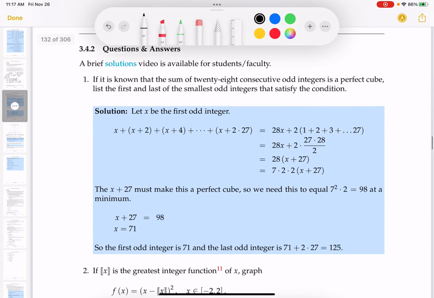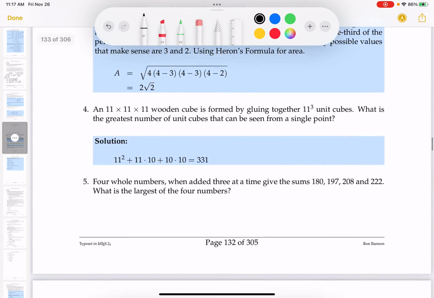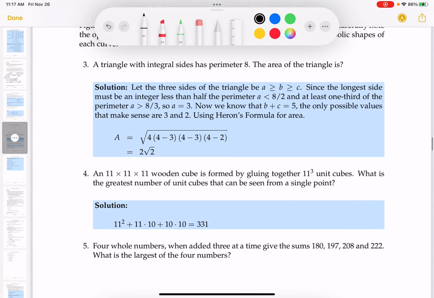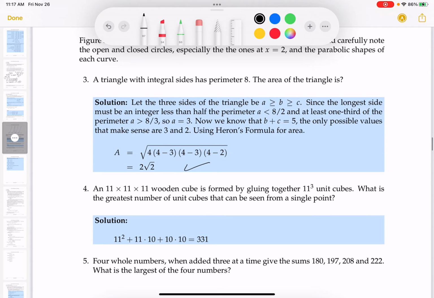All right, let's take a look at the K. This is problem number 3, I believe, right? And 3, yep. Let's see their reasoning. The 3 sides of a triangle, since the longest side must be an integer less than half the perimeter, and at least 1/3 of the perimeter. I got A is 3. I like their wording better, by the way.